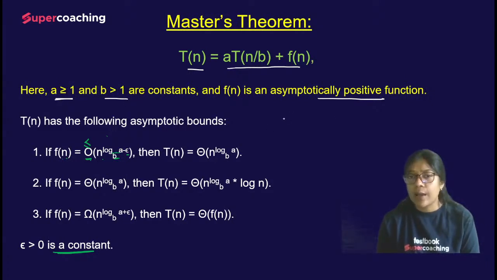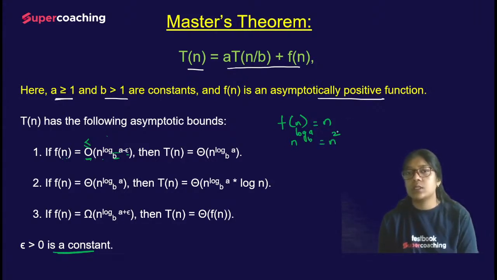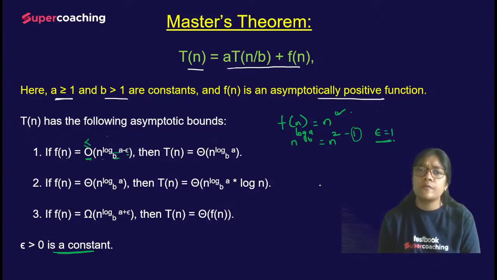Right? So for example, f of n is given as n and we are getting n raised to power log a with the base b, which comes out to be n square. This is for our assumption. So what we can do is, if I subtract 1 from it, then it will become equal to f of n. So in this case, epsilon is 1. Okay, so this is a constant function, so definitely we can apply the Master's theorem. Anyhow, if this function is greater, even after subtracting from it, then this function is greater, so the answer will be n raised to power log a.